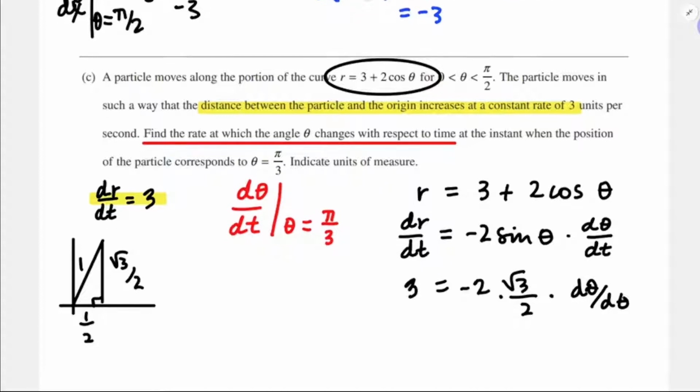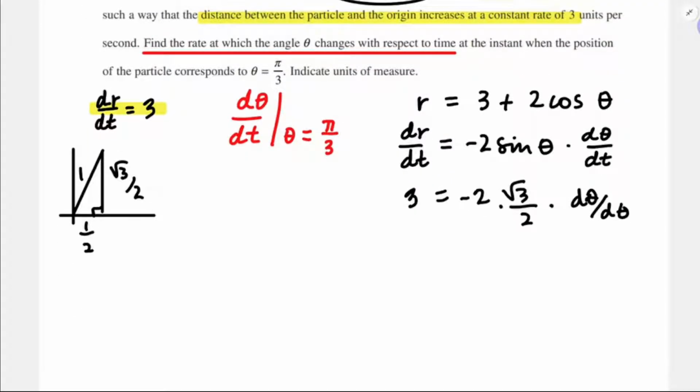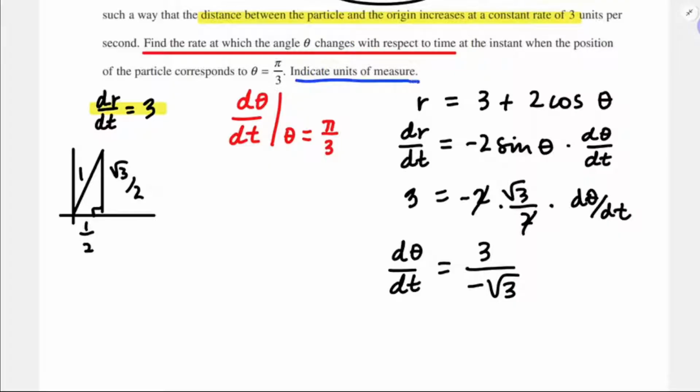Okay, so I'll be able to solve for this. Maybe I'll just get rid of these. Divide both sides by negative square root of 3. That would be exactly what I want: d theta/dt. And so d theta/dt is going to equal 3 divided by the negative square root of 3. The problem says to indicate units of measure. Okay, I didn't notice that, so I'll do that last.